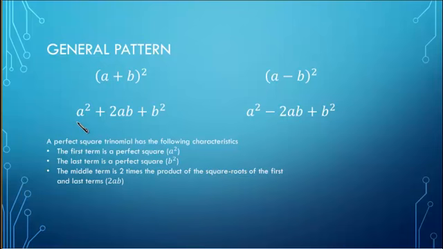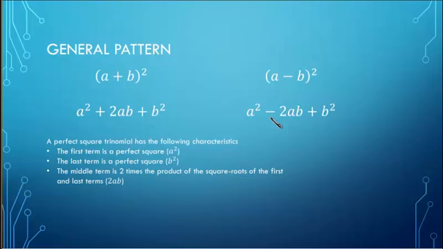So a perfect square trinomial, look at both of these. The first term is a perfect square. It's something squared, some a squared. Remember, a and b will eventually be replaced by more complex expressions. But whatever that expression may be, it needs to be a perfect square. So the first term here is a perfect square. The last term here is a perfect square, b squared. And the middle term is twice the product of the square root of a squared, which is a, and the square root of b squared, which is b.